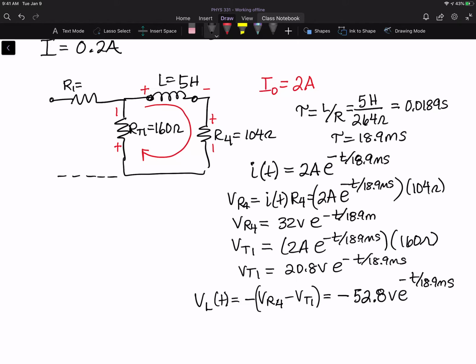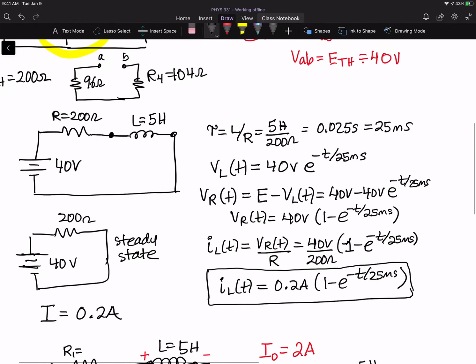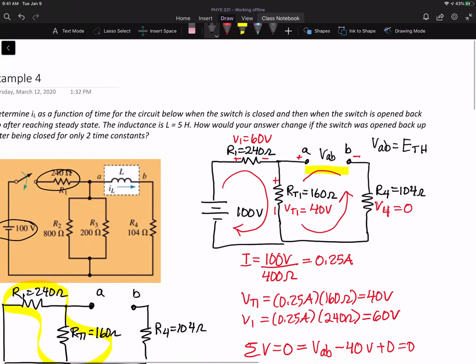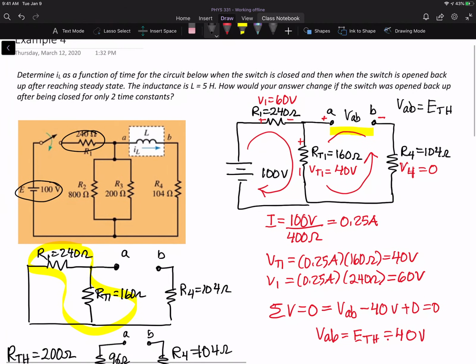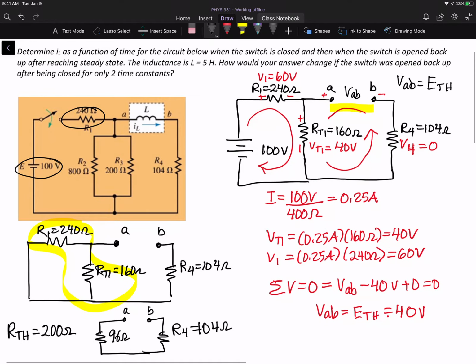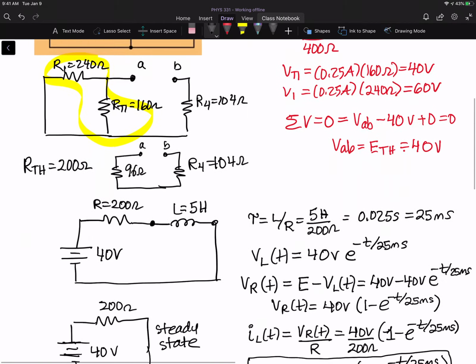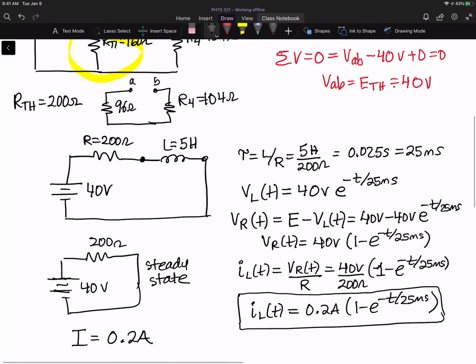Now the other part to this question asked, how would your answer change if the switch was opened back up after being closed for only 2 time constants? So everything about the first part of this problem would still be correct. So we know that we'd have to find the Thevenin equivalent circuit.